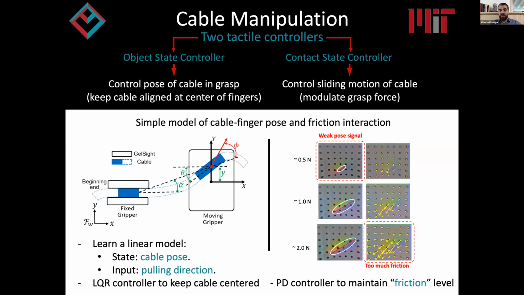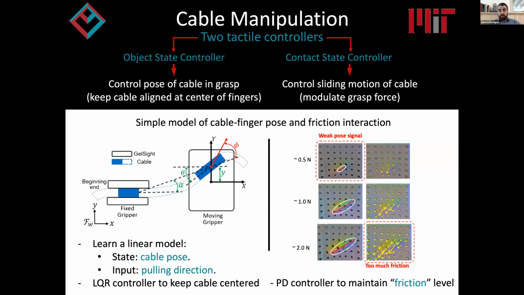So we have a simple PD controller that is modulating the amount of friction, and friction here is in brackets because it's really just an average estimate of the deformation of the gel, which is really controlled by the shear forces.